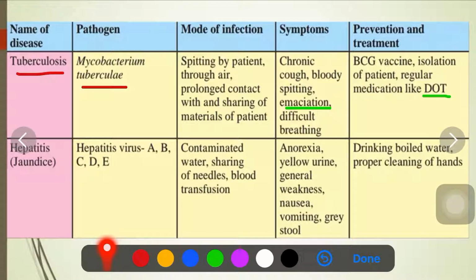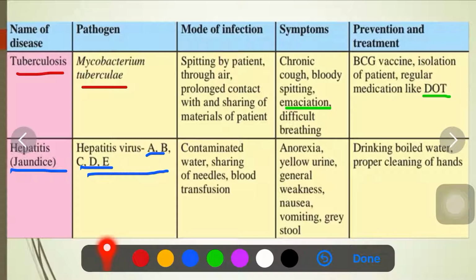Next is hepatitis. It is also called jaundice. This disease is caused by hepatitis virus A, B, C, D, and E. It is spread through contaminated water, sharing of needles, and blood transfusion. If an infected person's blood is transferred, then the receiver may have the chance of getting it.